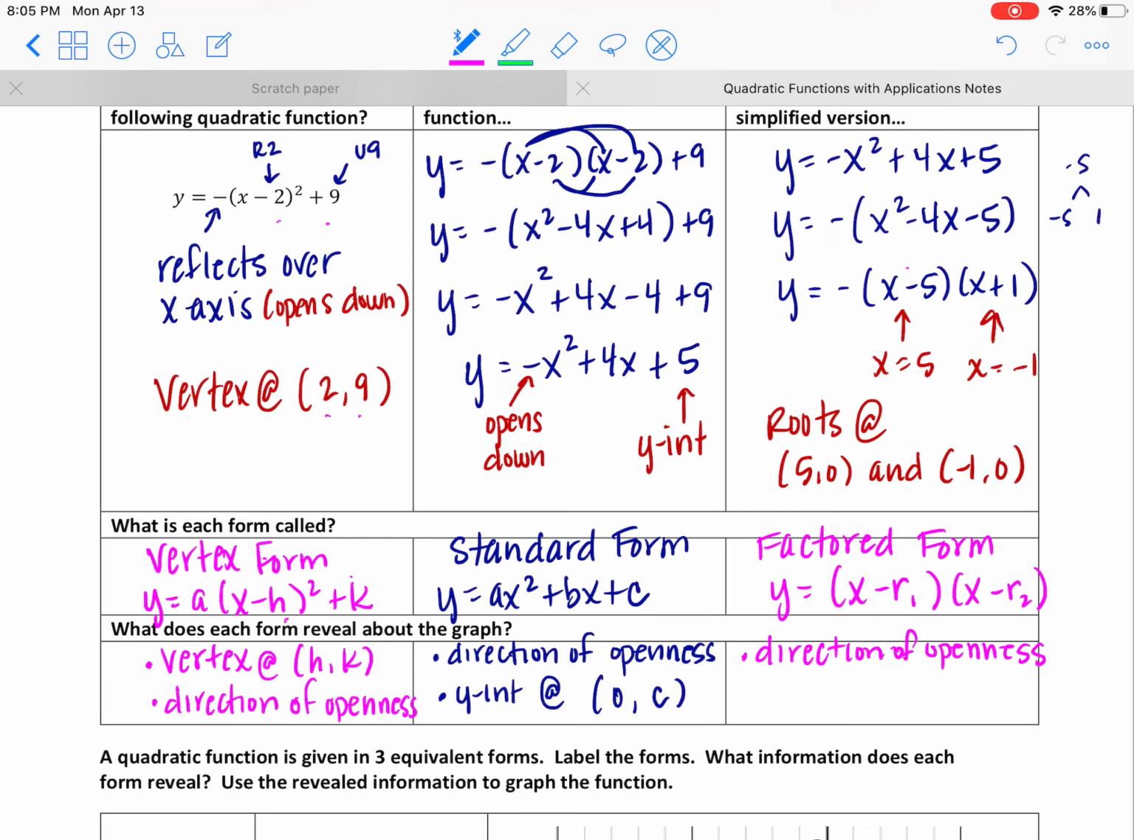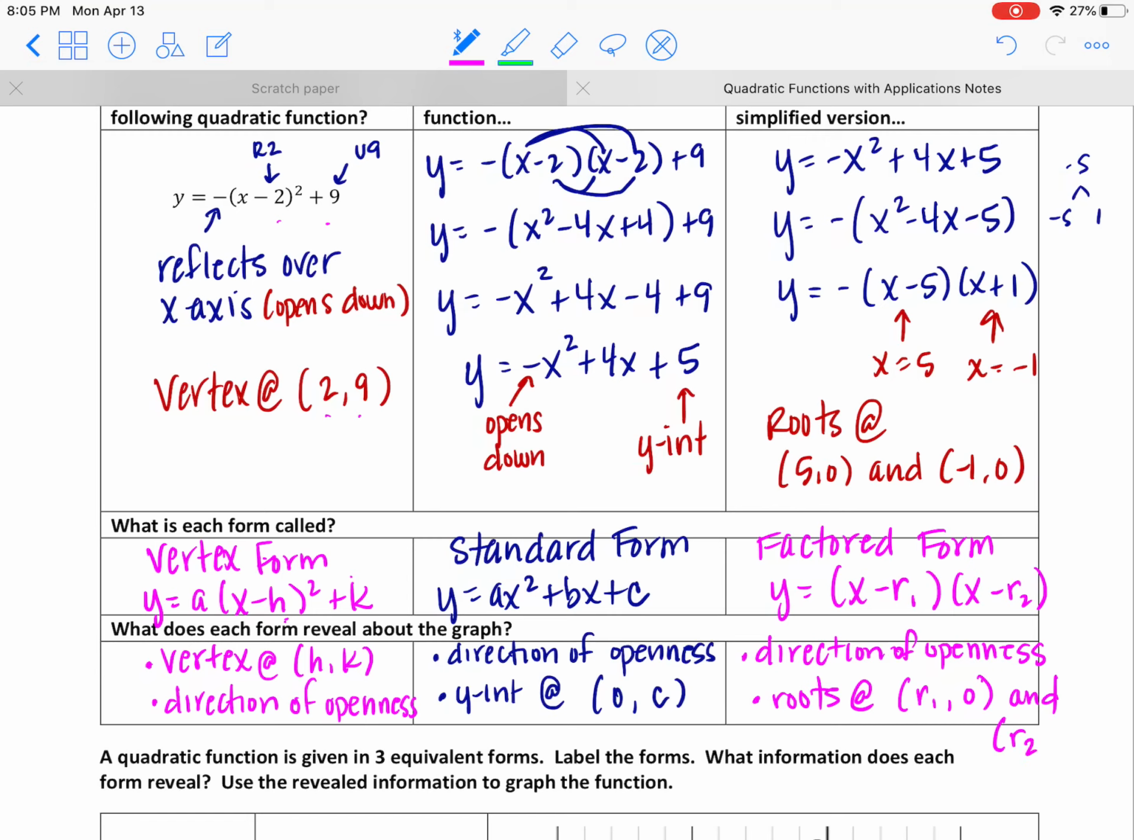I should be able to tell by looking at my factored form that 5 is a solution and negative 1 is a solution, so this would cross the x-axis at 5 and at negative 1. Okay, so I want to be able to quickly identify the roots, r1 and r2.